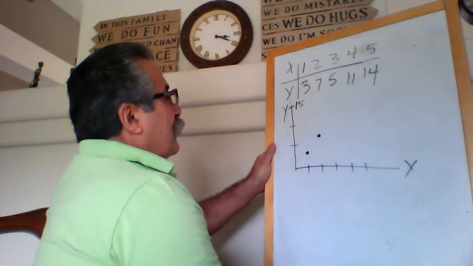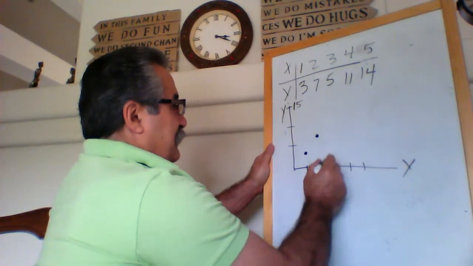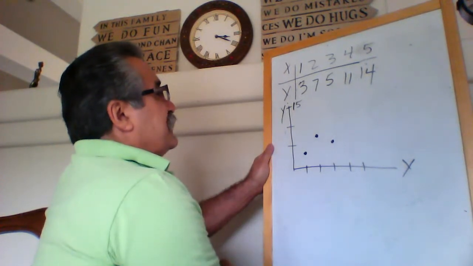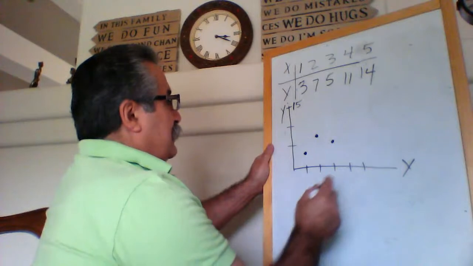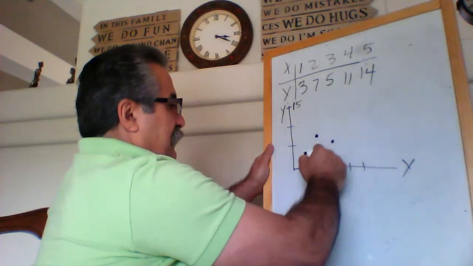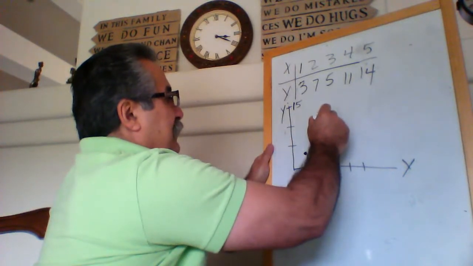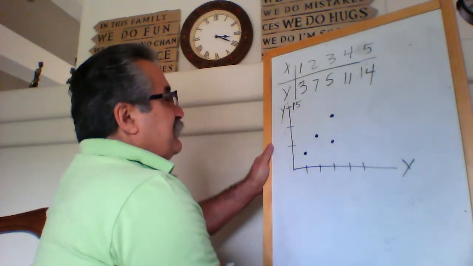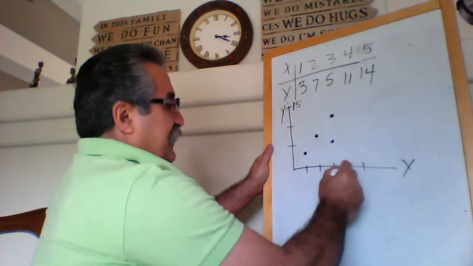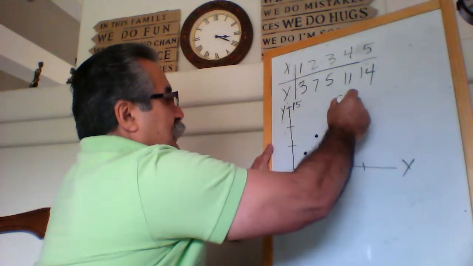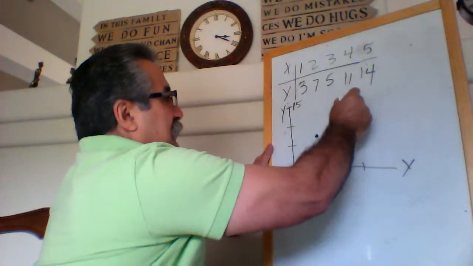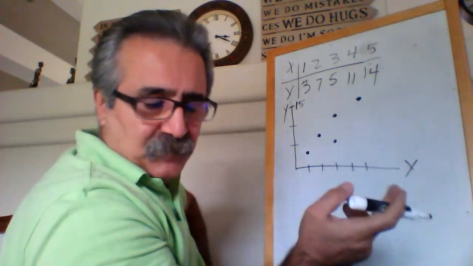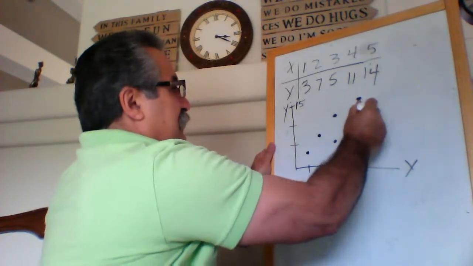When x is equal to 3, y is equal to 5. This is right here. When x is equal to 4, y is equal to 11. 1, 2, 3, that's 11 right there. When x is equal to 5, y is equal to 14. This is 5, 14 approximately right here. So this shows a positive relationship. This is for part A of the problem.